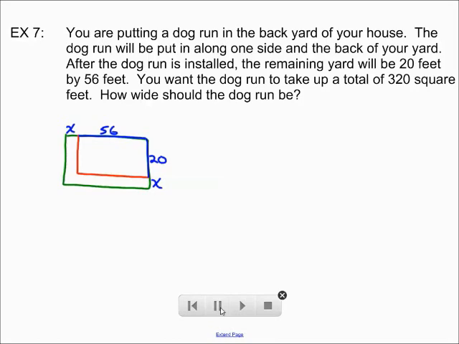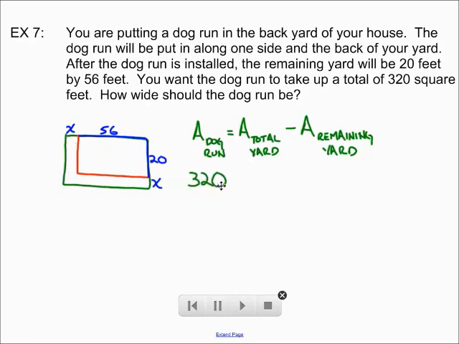So how about we make an equation, something like the area of the dog run is equal to the area of the total yard minus the area of the remaining yard. That's what we actually have the dimensions of. So the whole thing minus this blue area here would equal this dog run area. Now the dog run we want to be 320 square feet. The area of the total yard we can do as base times height, x plus 56 for the base and x plus 20 for the height. And the remaining yard is just base times height, 56 times 20.